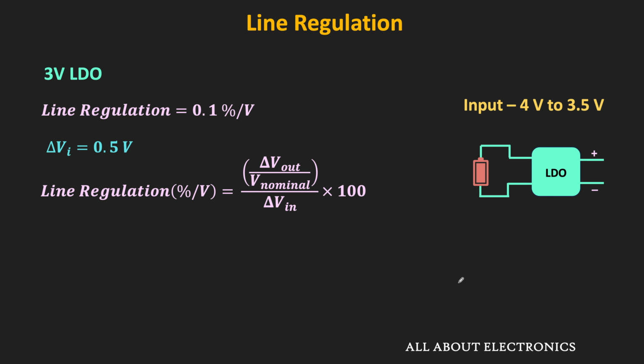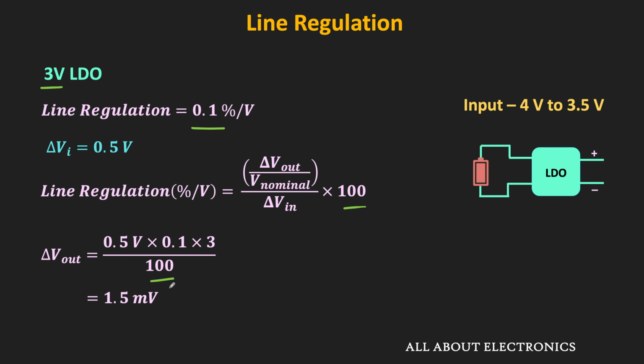So here, to find the delta V out, we need to multiply the line regulation with the delta V in as well as the nominal voltage. That means here, this 0.1% will be multiplied by this 0.5 volt as well as the 3 volt, because the nominal voltage for the LDO is equal to 3 volt. And moreover, it will also get divided by the 100. So if we see the change in the output voltage, then that is equal to 1.5 millivolt, which shows that even if the input changes from the 4 volt to the 3.5 volt, then the change in the output voltage is equal to only 1.5 millivolt.